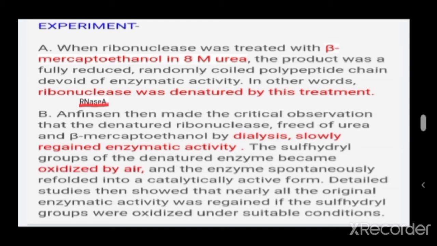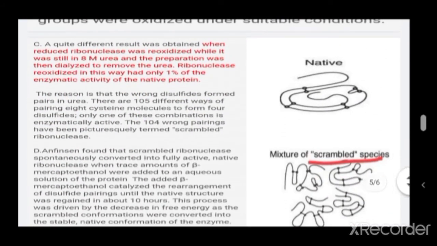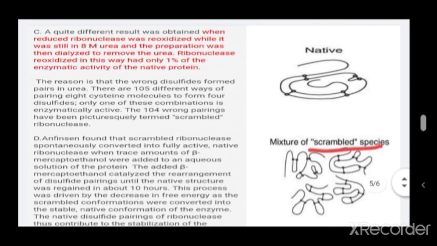Then the third step is, a quite different result was obtained when the reduced ribonuclease was reoxidized while it was in 8M urea, and the preparation was then dialyzed to remove the urea. Ribonuclease reoxidized in this way has only 1% of the enzymatic activity of the native form. So the reason is that the wrong disulfide pairs formed.